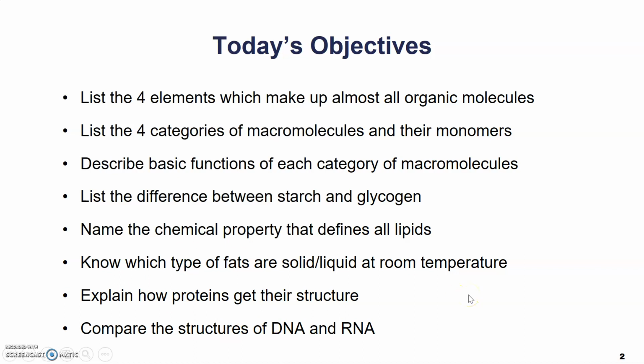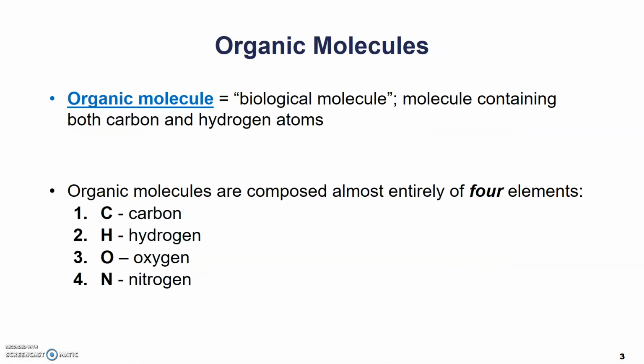proteins, and nucleic acids. To get started, first I just want to define what an organic molecule is. An organic or biological molecule is any type of molecule containing both carbon and hydrogen atoms. If you remember from the last lecture, a molecule is two or more atoms or elements held together by bonds. An organic molecule is two or more elements held together by bonds, and those elements have to include carbon and they have to include hydrogen.